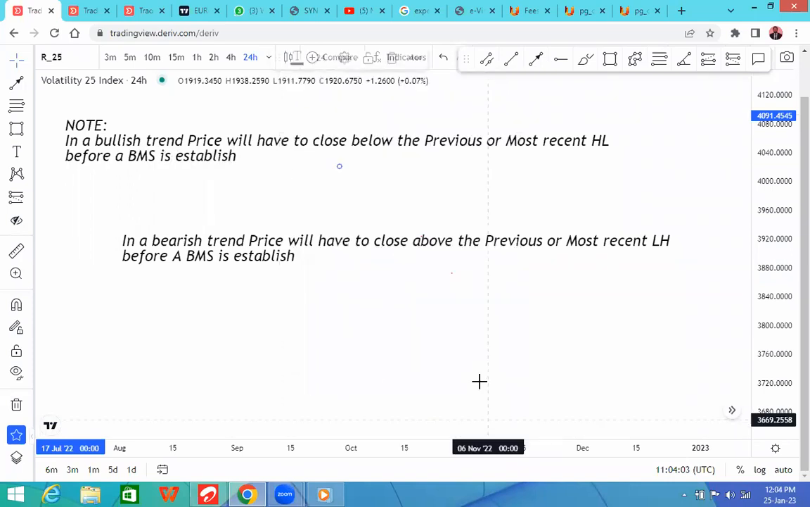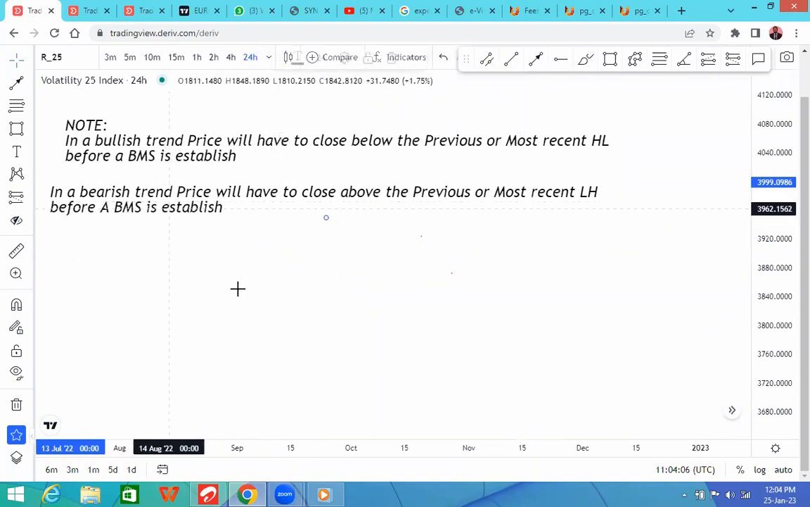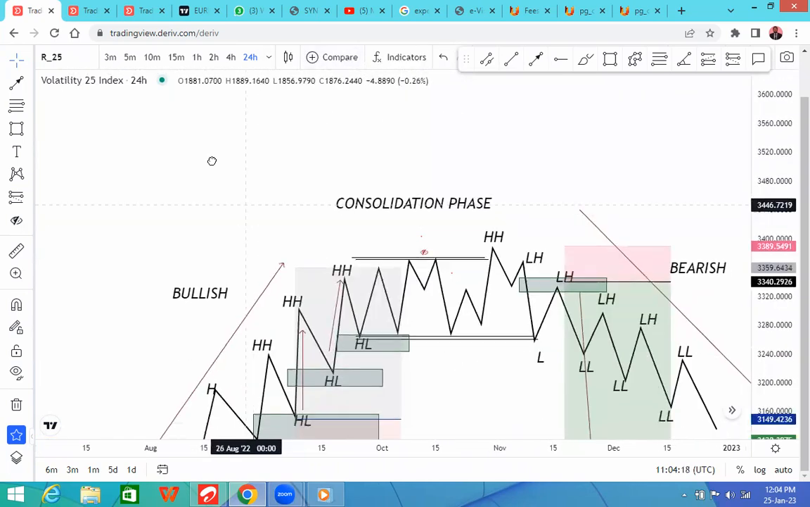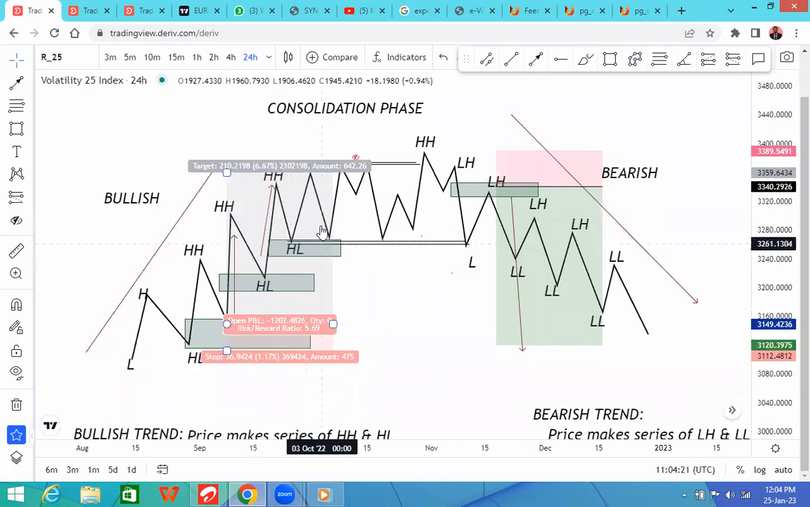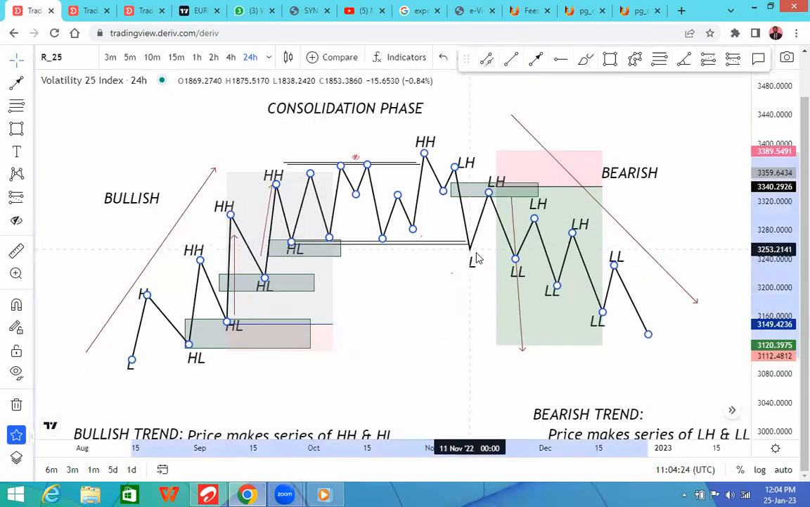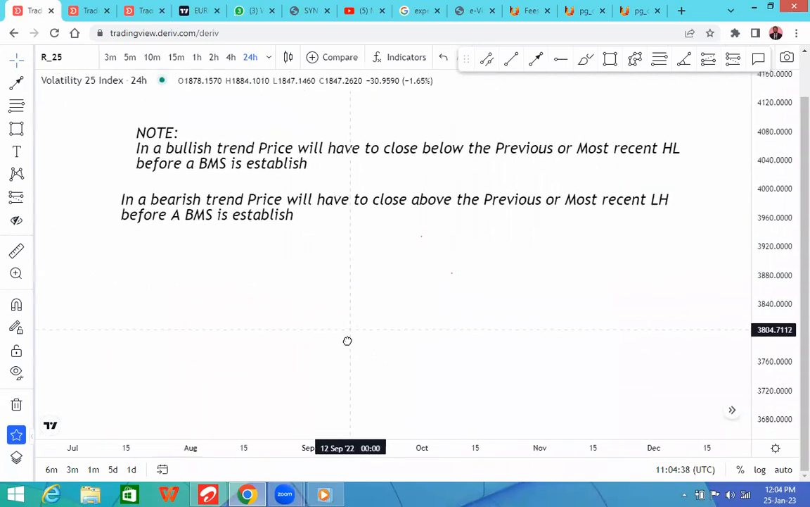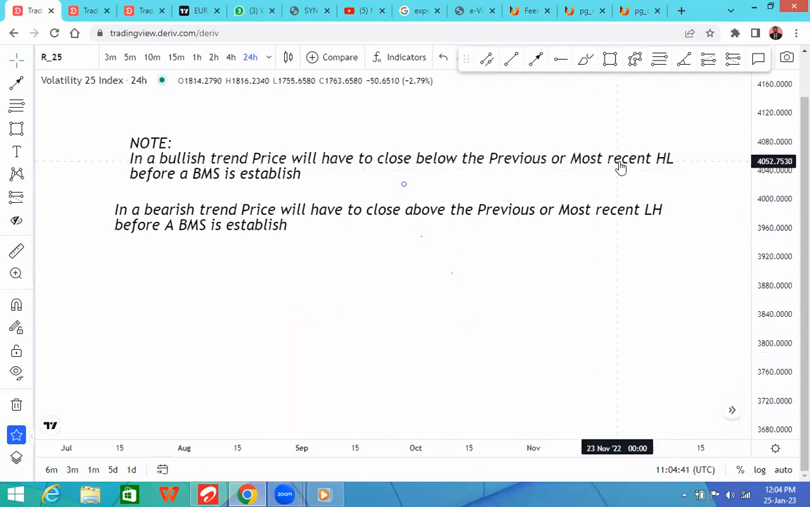Okay, I think I've gotten it correctly now. Please, let's take note of these things I'm writing. In a bullish trend, price will have to break, close below. If price is bullish, price will need to close below before we talk of a break of structure. So this is bullish and it kept running. So until price closes below this place, there's no break of structure. The break of structure is when price closes below the last higher low. That's what we can talk about, a break of structure. Price closes below the most recent higher low. That's what you call a break of structure.